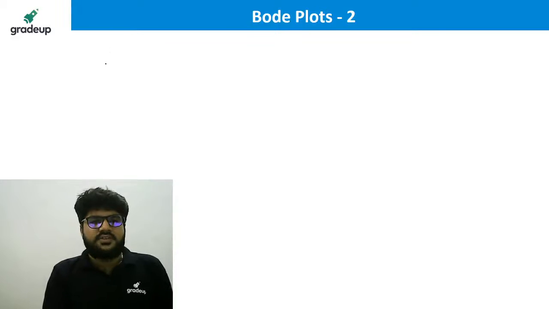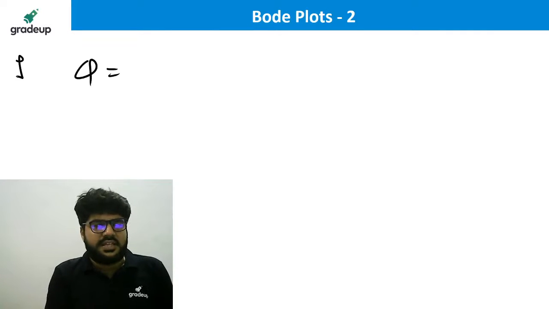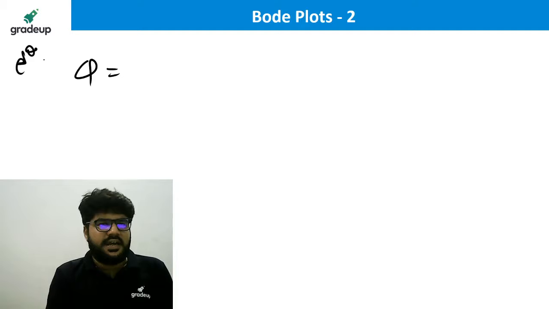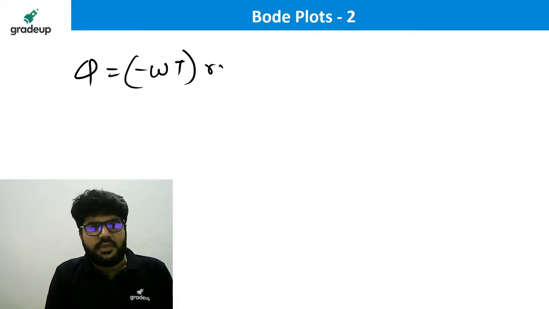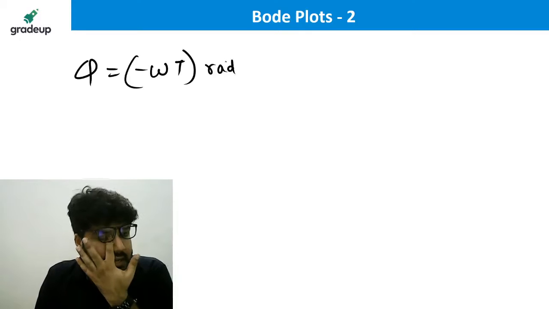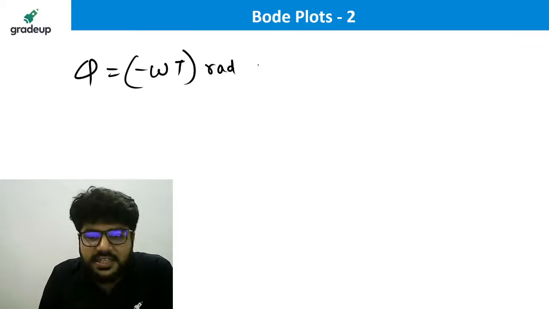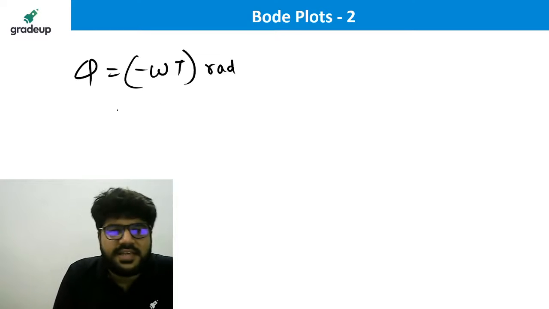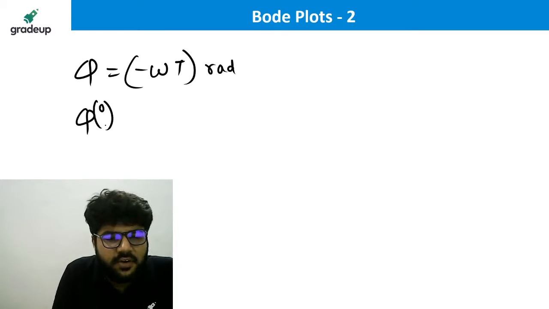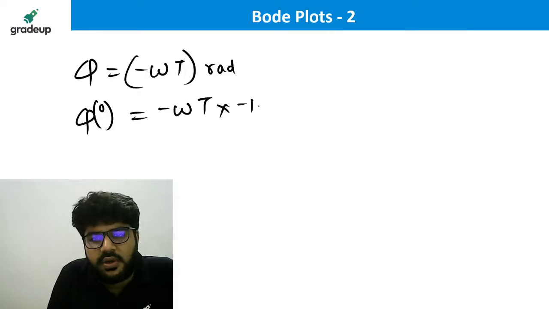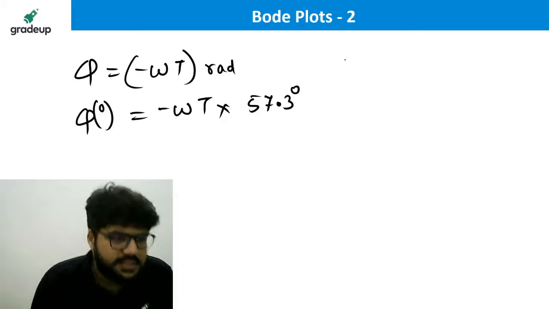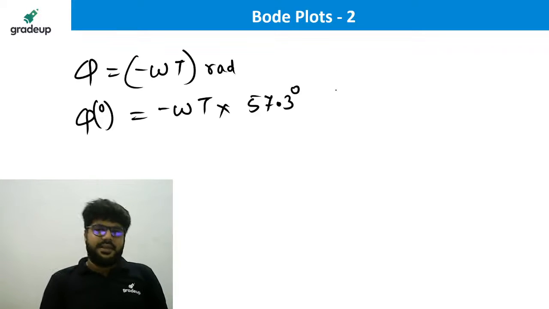Then what about the phase of this term? The phase of e power j theta is theta, right? The phase is minus omega t. But when you write theta from the Euler form, it is in radians. In the Bode plot, we want the phase in degrees. The standard unit of phase in Bode plot is degrees. So minus omega t into the same conversion I've told you, 57.3. This we have used multiple times. 57.3 degrees.